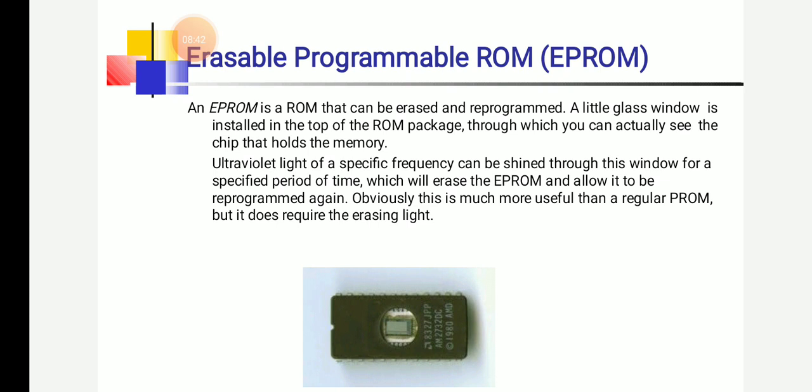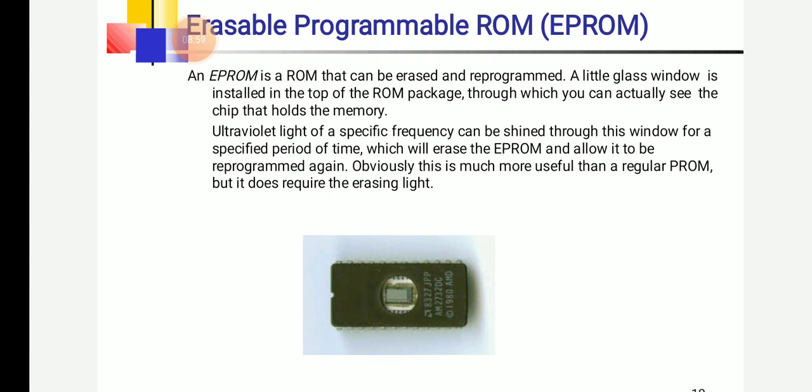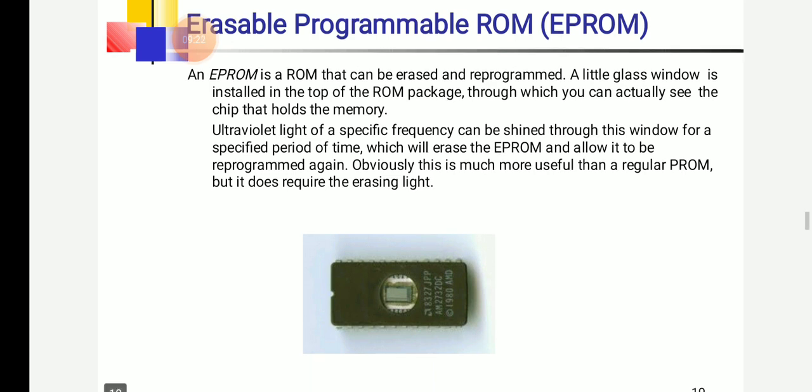So in erasable programmable ROM, you can erase and you can reprogram. The name itself indicates erase and reprogram. A little glass window is installed in the top of the ROM package, which you can observe here in the diagram, through which you can actually see the chip that holds the memory. Ultraviolet light of a specific frequency can be shined through this window for a specified period of time, which will erase the EPROM and allow it to be reprogrammed again. Obviously, this is much more useful than a regular PROM, but it does require an erasing light. You need one extra light, that is the eraser light.